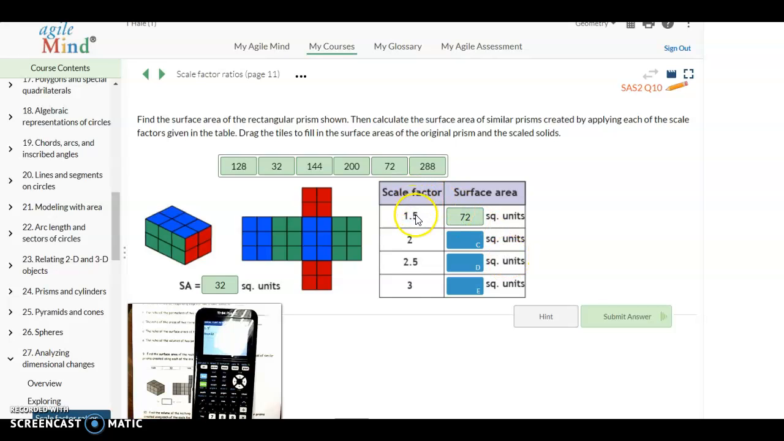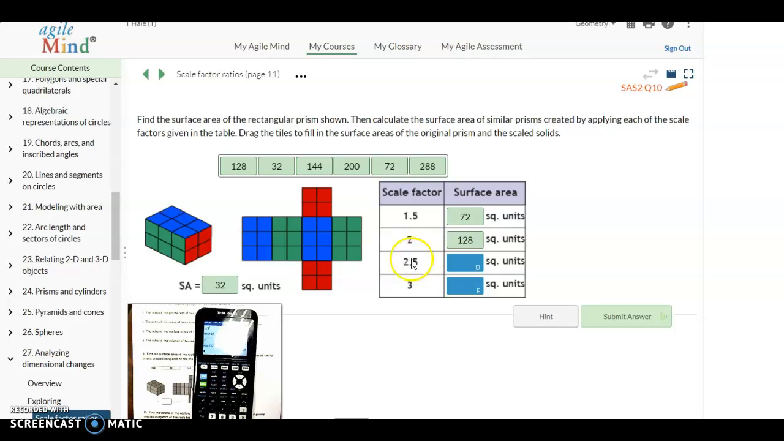So again, you're going to take your linear change and square it. So if our scale factor is 2, of course we know 2 squared is 4. So we're going to multiply 4 times 32, not 2 times 32. So our new surface area is 128.